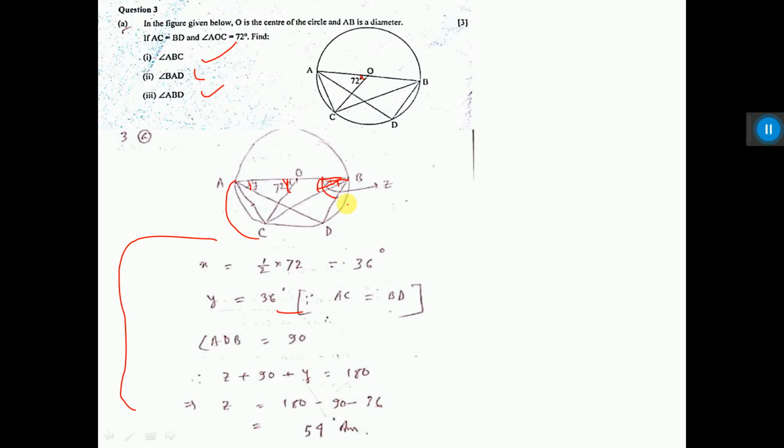Now you see y equal to 36 I have written. Why? Y is this angle. This equals 36, because you see it is given AC equal to BD. These two arcs are equal. So AC arc contains 72 degree, so BD arc also will contain 72 degree in the center. Now on the same arc, BD arc, this 72 is in the center and y is at the circumference. So y will be half, 36 degree.